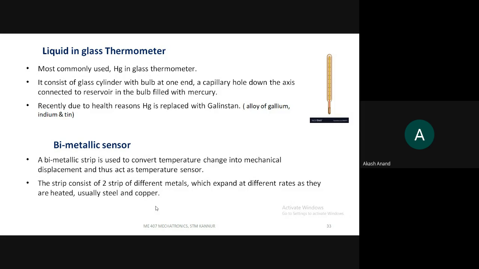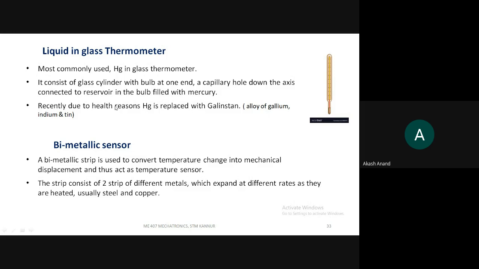You know that it consists of a glass cylinder with a bulb at the bottom. In the figure, it is at the bottom, or generally at one end, and a capillary hole down the axis, which is connected to a reservoir in the bulb filled with mercury. Usually, the thermometric fluid is mercury.